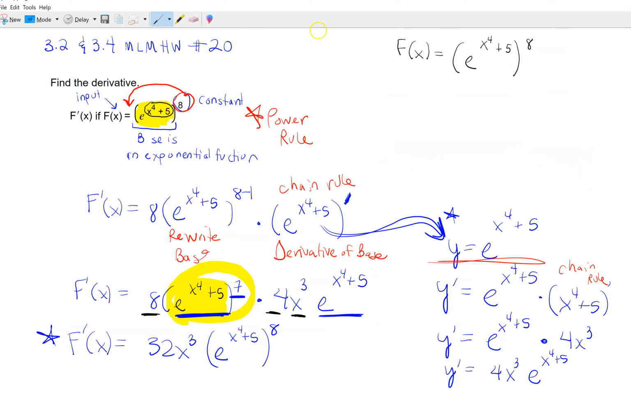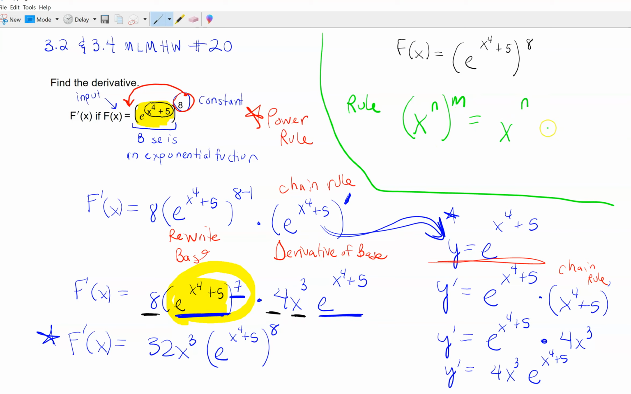Okay, so now let's go back to that original function, and we're going to clean it up using some exponent rules from algebra. And this is the rule I'm going to use. It says that if you have a base raised to a power, and then that's raised to another power, you keep the base and you multiply the exponents. So for example, if I had x squared raised to the 3rd power, I would really end up with x to the 6th power.